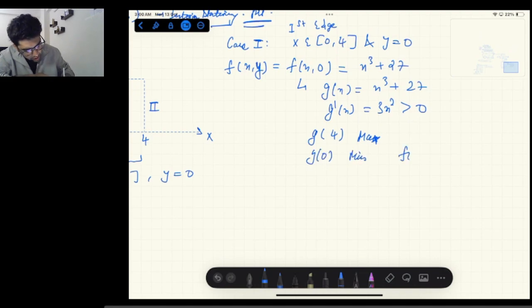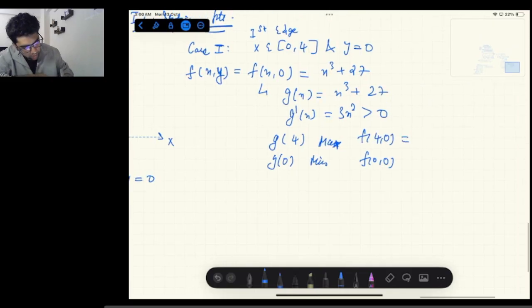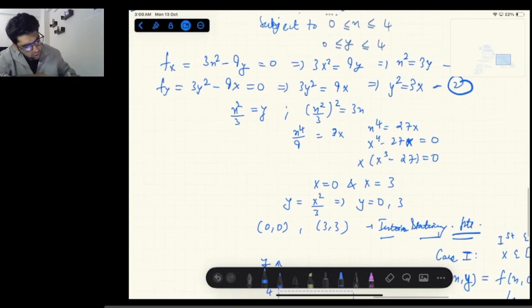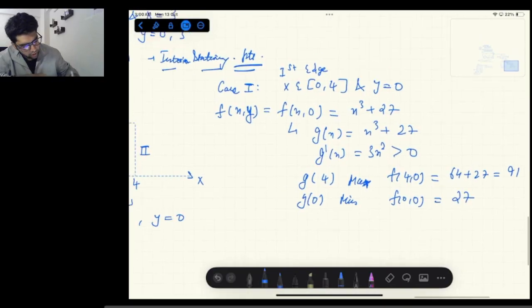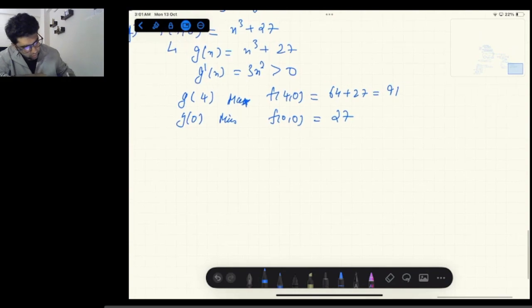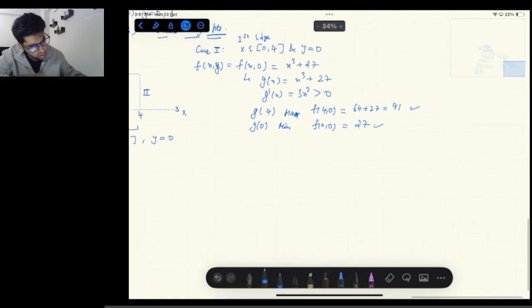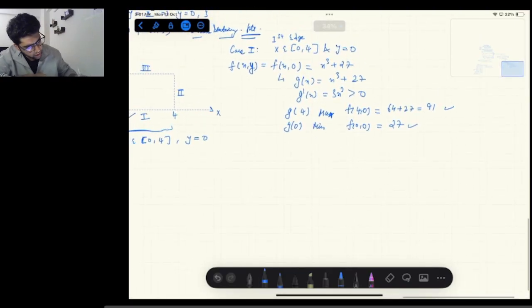So g of 4 is the maximum value on the first edge, and g of 0 is the minimum value. g of 0 means f of 0 comma 0. g of 4 means f of 4 comma 0. So f of 4 comma 0 turns out to be, this was my x, 4 cube is 64 plus 27, so 91, and f of 0 comma 0 is 27. If I just put in 0 here, 27. So I have two different values here. Now what I can do is case 2, so I would have to go on edge 2.